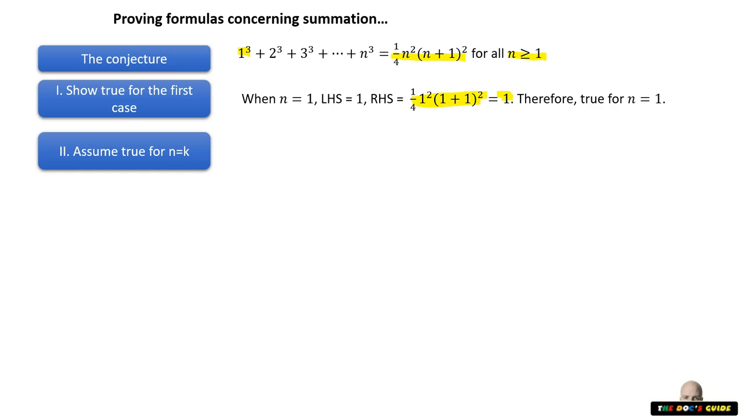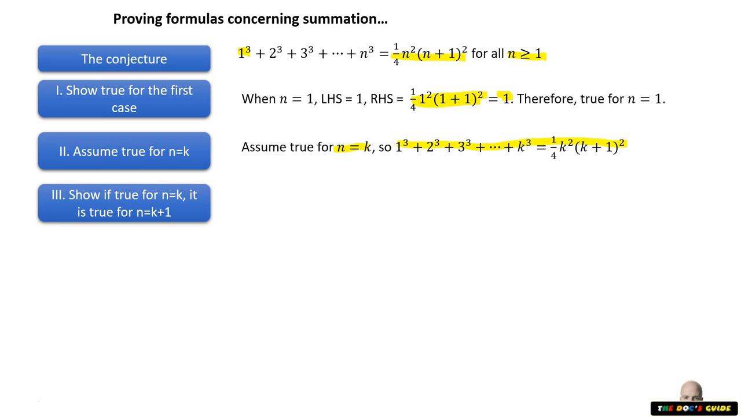Then we assume that it's true for n equals k. So we assume it's true for any particular value or any general value k. So if that is the case, then if we assume it's true for n equals k, we're just saying this. We're replacing n by k.